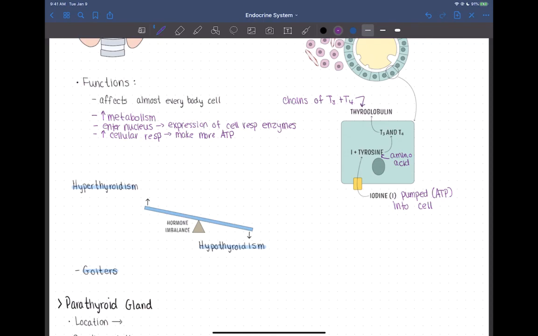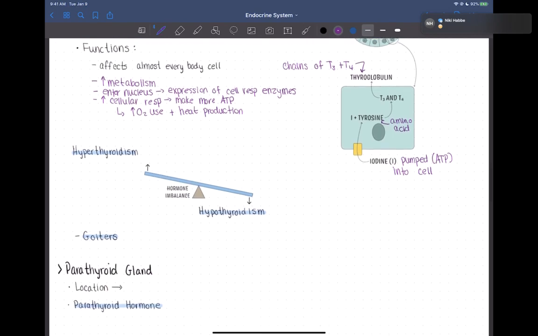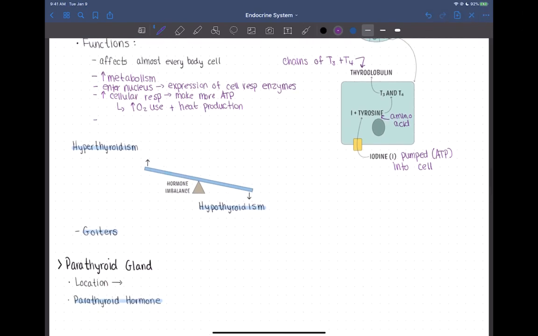We'll see as a result of this cellular respiration, there'll be an increase in oxygen use because that's used during cellular respiration, and in heat production. All right, so elevated amounts of thyroid hormone will increase the body temperature just because of that additional cellular respiration that's going on. Some additional effects: thyroid hormone will also increase the heart rate, and it will increase the activity of that sodium-potassium pump.